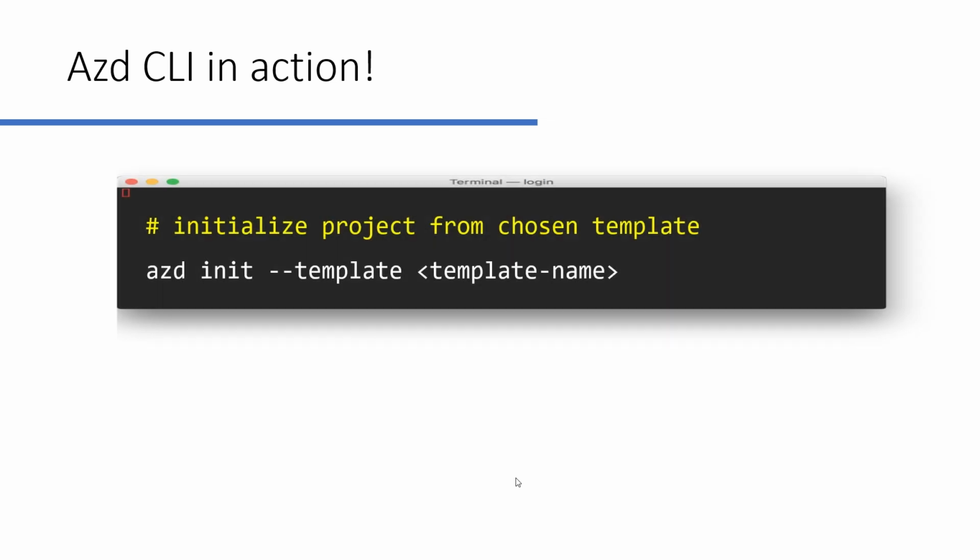So the first thing you need to do after installing the azd CLI is to initialize a project. And you usually initialize the project with a template. This is done with the azd init --template command, providing the name of that template. So where do we find the name of the template?